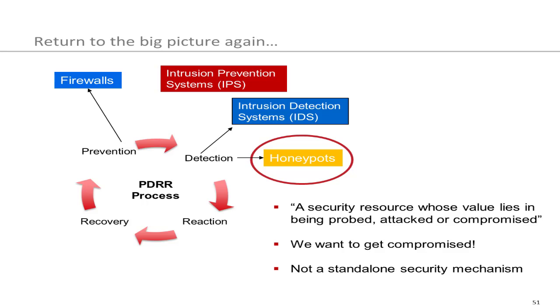So the idea is you want to get this honeypot compromised. You want to have someone attack it. But of course it cannot be a standalone security mechanism. If an attacker sees that this is a honeypot and just doesn't attack it, then you don't see it. So you need a combination of your regular intrusion detection system and maybe also some honeypots that are supporting your intrusion detection.